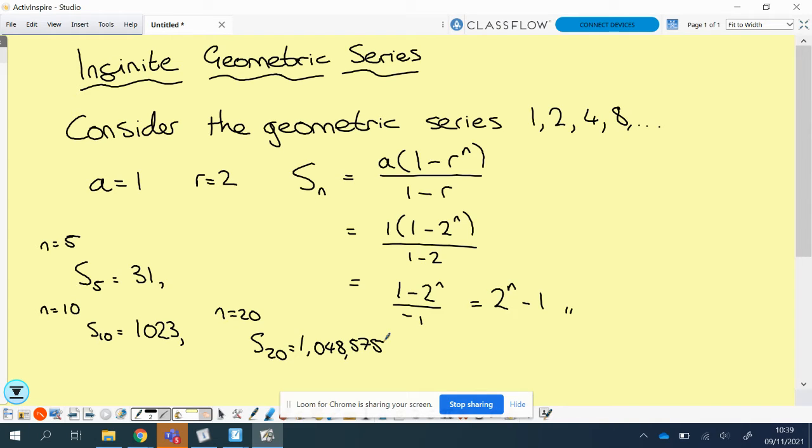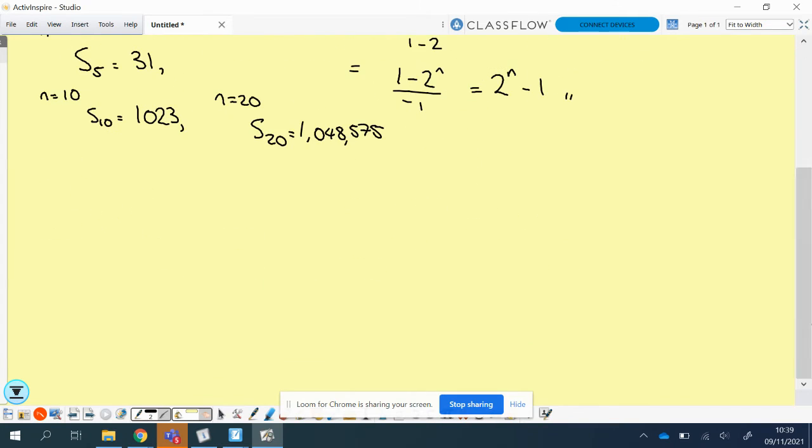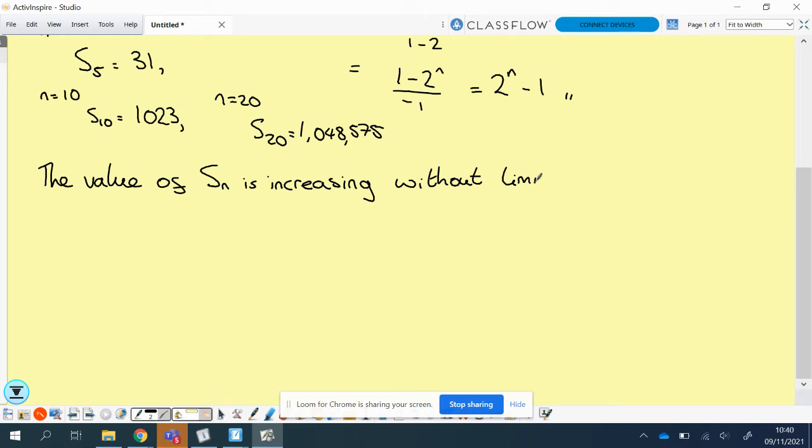So you can see that every time we would want to do it for more terms with a geometric series like this, the value is increasing. So the value of Sn is increasing without limit, and the series does not have a sum to infinity.